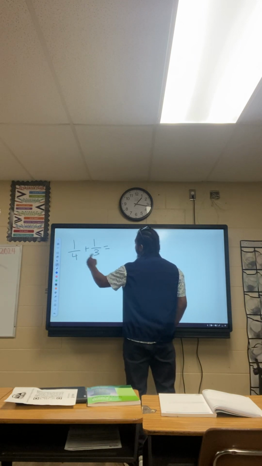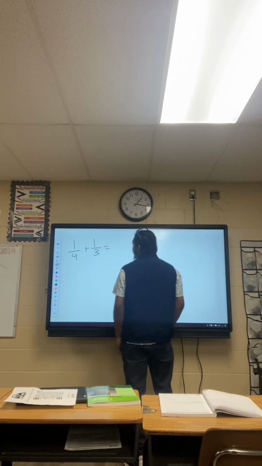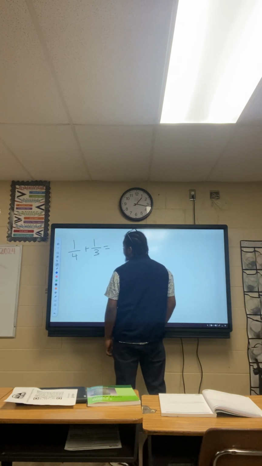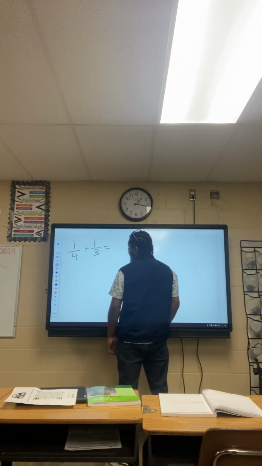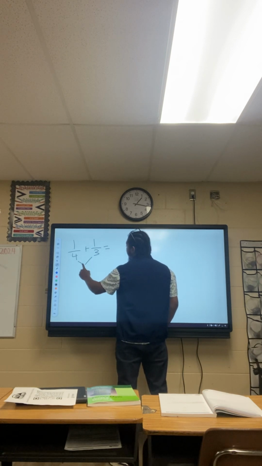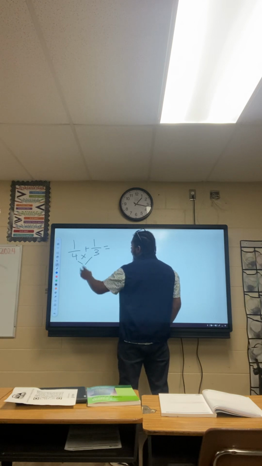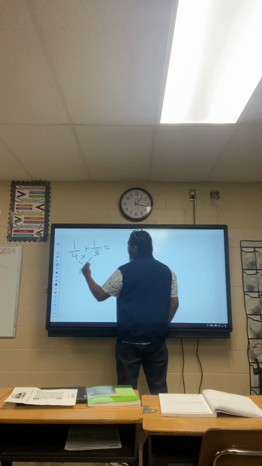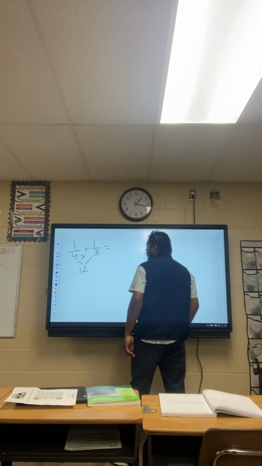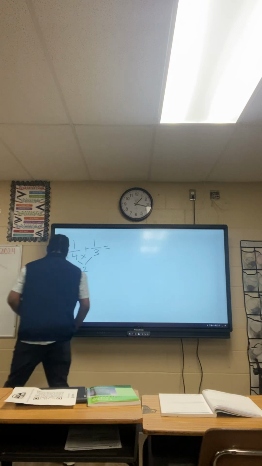The denominators are these two bottom numbers. So we need to make them the same by finding out what they have in common, okay? So what we need to do in order to find out what they have in common is take the two denominators and multiply them, okay? So we're gonna come up with 12. 4 times 3 is 12. So that means we need to get both of these denominators to equal 12. So we're gonna multiply in order to do that, all right?